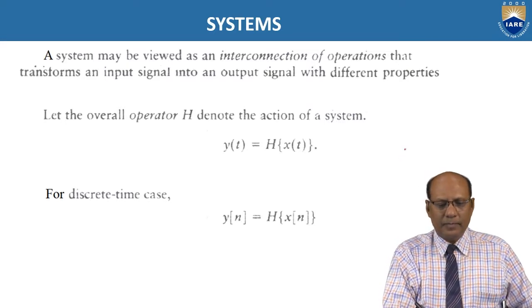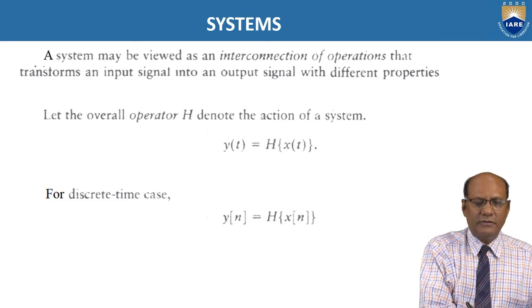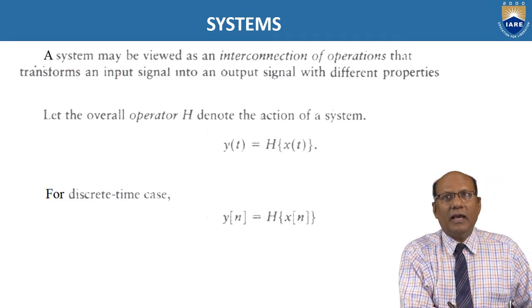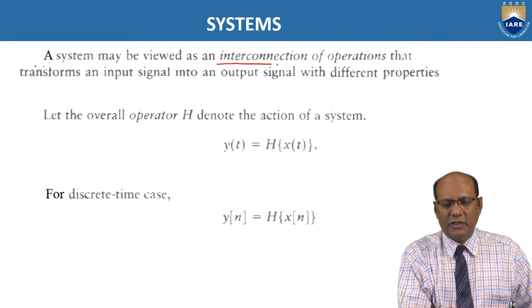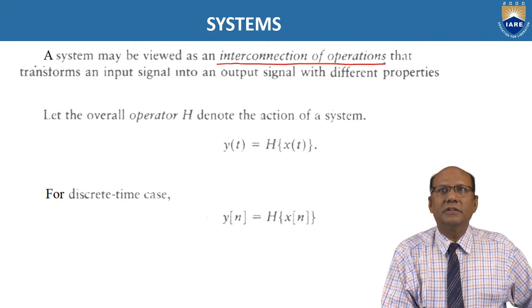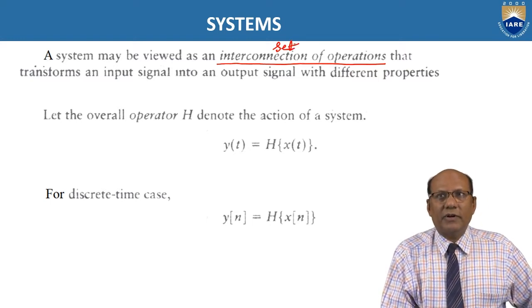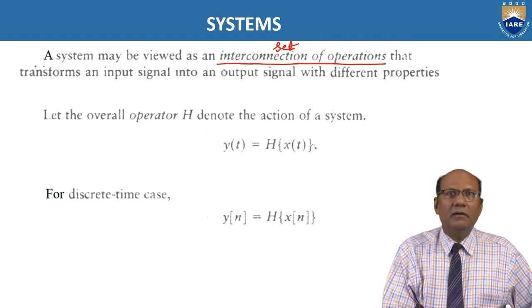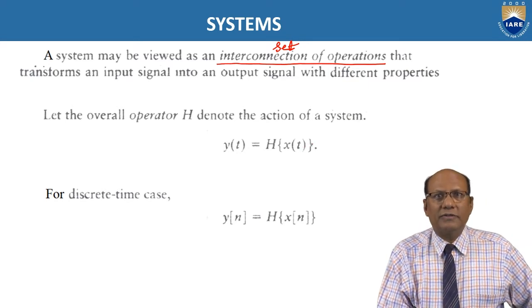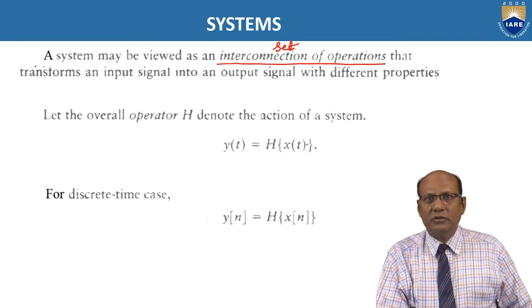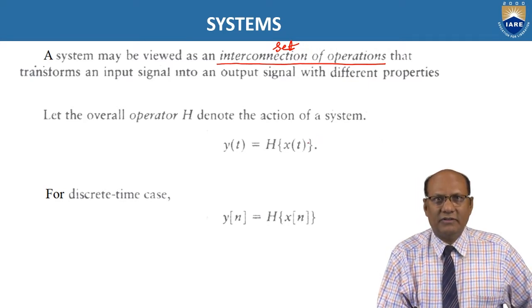So let us define a system like this. A system may be viewed as an interconnection of operations. Basically, a system is nothing but an interconnection of operations. Interconnection of operations means, I say in a different way, just a set of operations, either in cascade or in parallel. The set of operations may be implemented serially or parallelly. Because we are using both serial and parallel connections, that's why we call it the interconnection of operations.